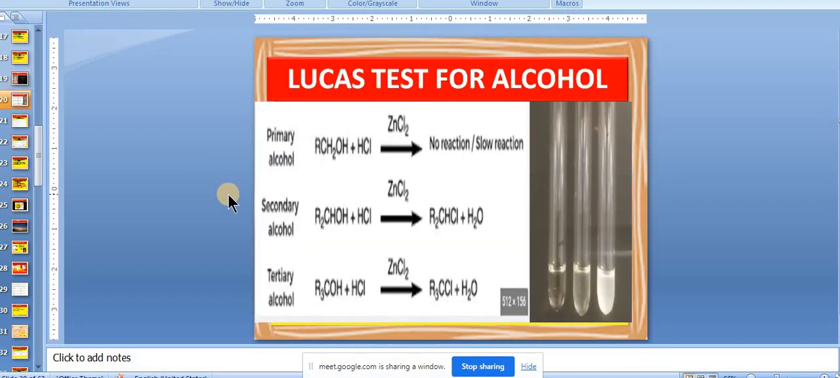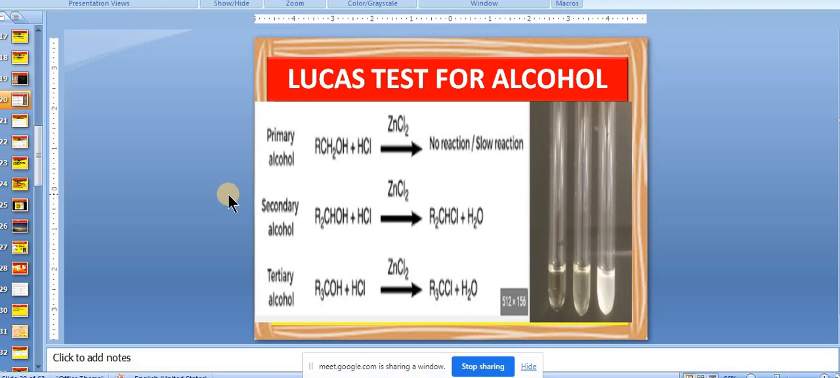Let us move to the next part, next testing. Lucas test for alcohol. We know Lucas test, it is the reaction of alcohol, primary, secondary, tertiary, with Lucas reagent. A question can be asked, what do you mean by Lucas reagent? We should write concentrated HCl and zinc chloride. Zinc chloride is basically dehydrating agent. It helps in the breaking of the bond, right? 1 degree, 2 degree, 3 degree, the fast reaction will be given by 3 degree.